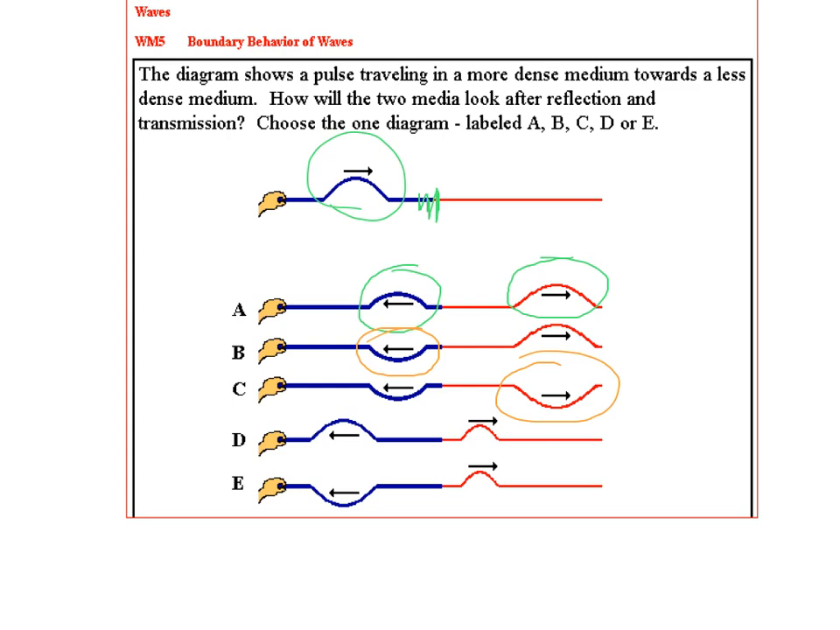So those two combinations of how fast the wave pulse must be traveling in each medium and whether it's inverted or not is how you're going to choose from among the 5 choices that you have. So hopefully that's enough to get you started. Ask questions by seeing me in the classroom.